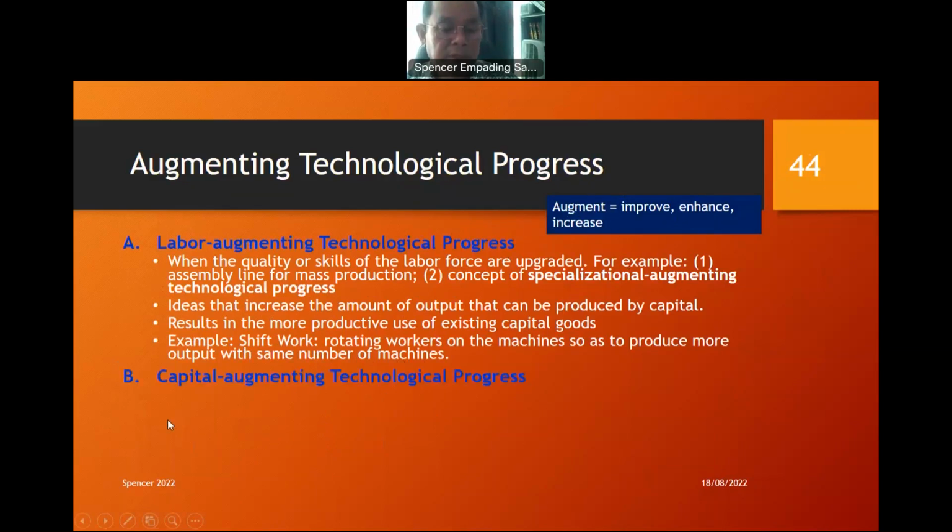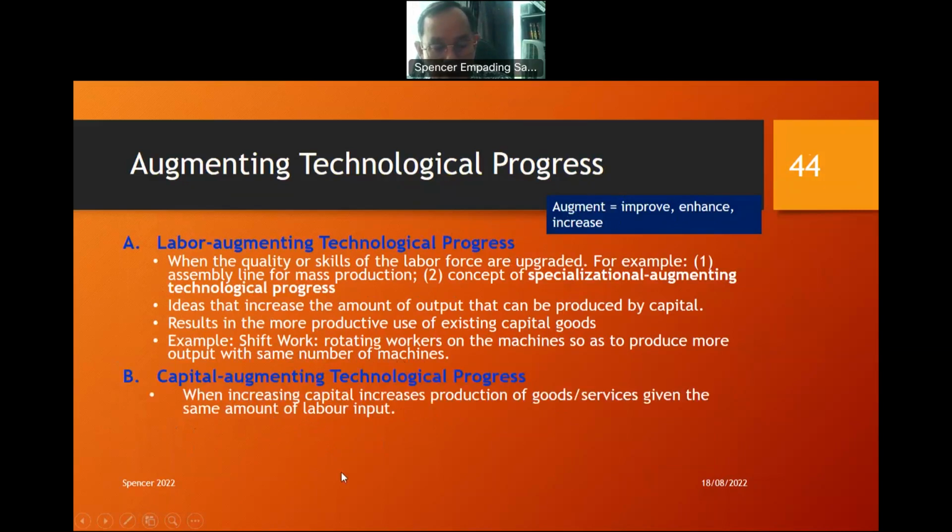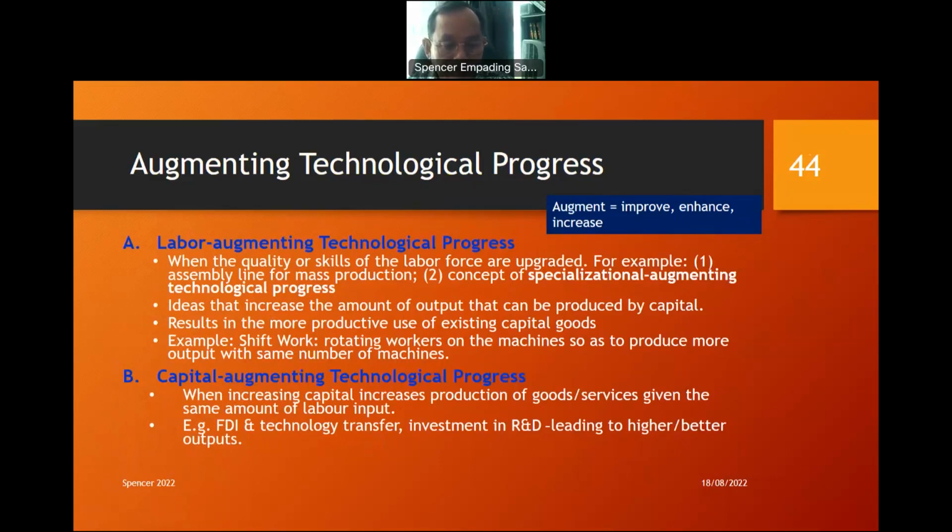The other form of augmenting technical progress is capital augmenting technological progress. This is when using or increasing capital increases production of goods and services given the same amount of labor input. For example, FDI or foreign direct investment, technology transfer, or investment in research and development. All of these are a form of capital augmenting technical progress that will lead to higher or better outputs.